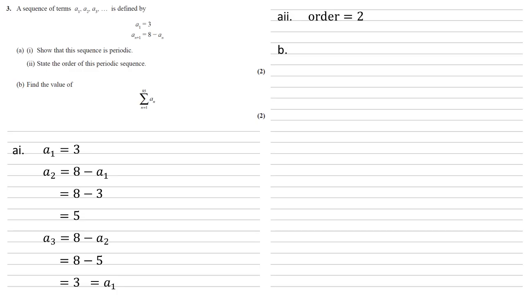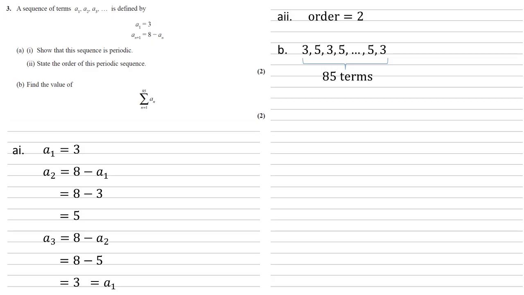For part B, we need to find the value of the sum between n equals 1 and 85 of An. So we're summing the first 85 terms of the sequence 3, 5, 3, 5, 3, 5, and so on. Now, as we've got an order of 2 for this, we know that that very last term must be a 3, because it's gone 3, 5, 3, 5, and so on in pairs. So every even number is 5, every odd number must be 3. So we need to add together all of them.